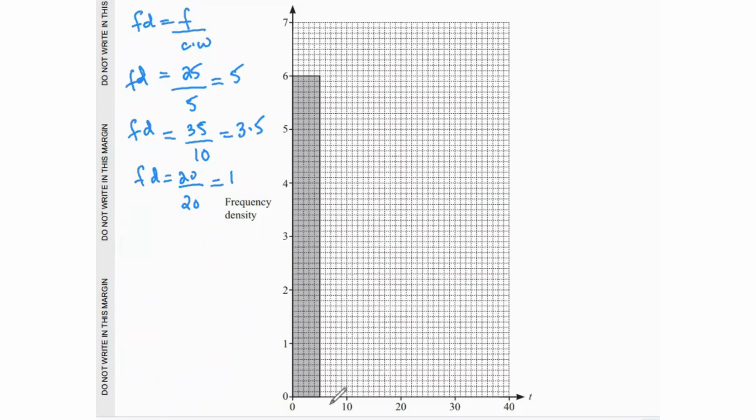Now that we have all of the frequency densities, we can just plot these on the grid and complete our histogram. So for 5 to 10, it's 5. So we draw a bar that's 5 boxes long. So that's the height for it. Then 3.5. So that was from 10 to 20. So let's mark 3.5 first. 1, 2, 3, 4, 5.